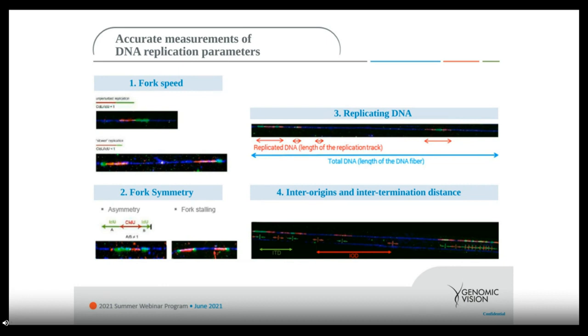And finally, we can also give the inter-origin or inter-termination distance. So these are distances, for example, between two different initiations, so between two different origins, or between two different terminations. They're very useful to understand, for example, the efficacy of a drug, because if we consider that we go into a fork slowdown or even stalling, what the cell normally does is fire a dormant origin. So in that case, the inter-origin distance becomes shorter.